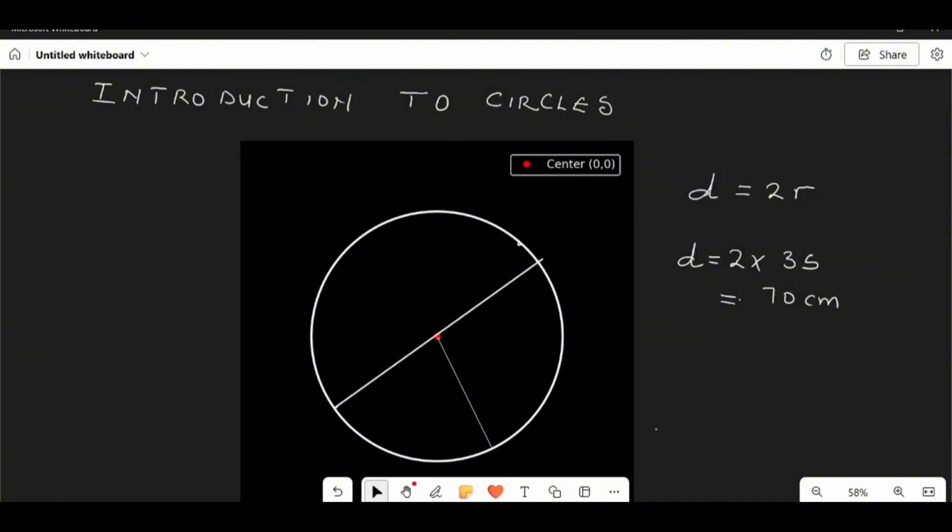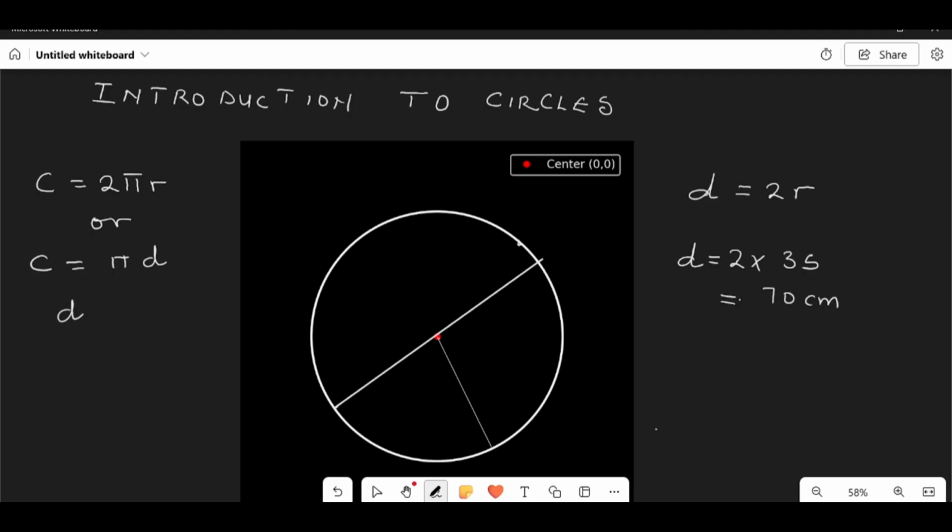Circumference. Circumference is just a fancy word for the perimeter of a circle. It means the total distance around the circle. We can calculate the circumference of a circle by using these formulas: C equal to 2 pi r, or C equal to pi d.